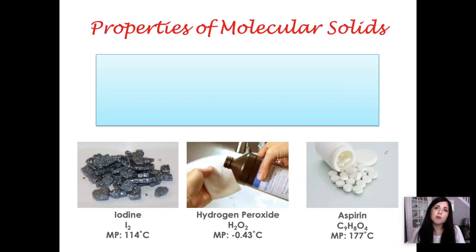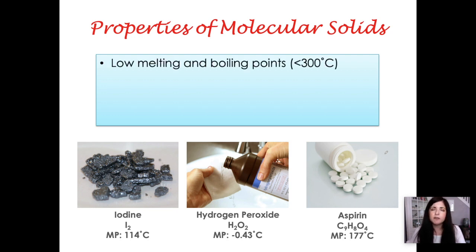So what are some of the properties of molecular solids? Molecular solids are going to have low melting points and boiling points, and we consider low to be less than 300 degrees Celsius. So for example, here's iodine. Iodine is made up of all nonmetals, and it has a very low melting point. In fact, its melting point is 114 degrees Celsius. We can melt that on a Bunsen burner in class.